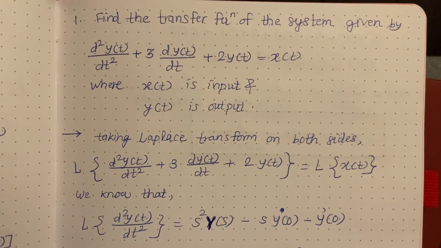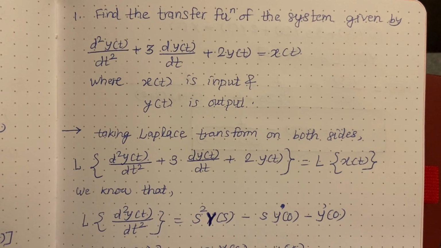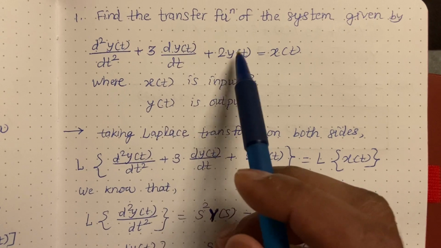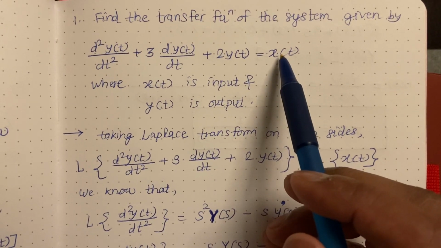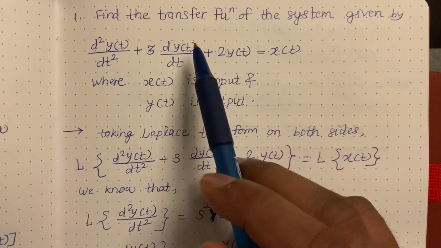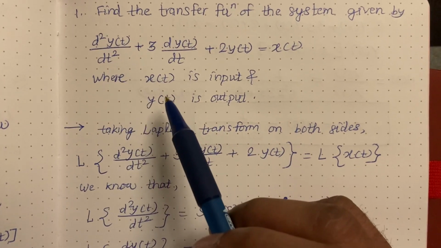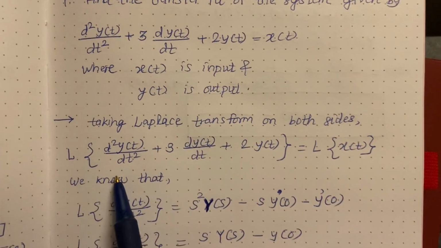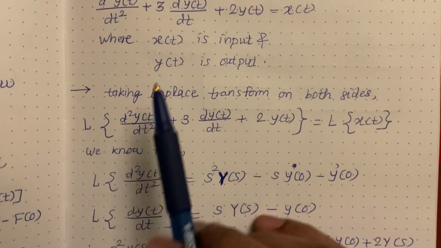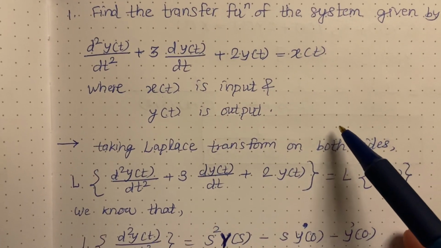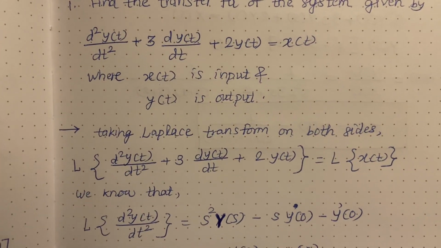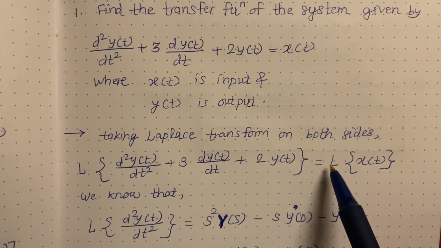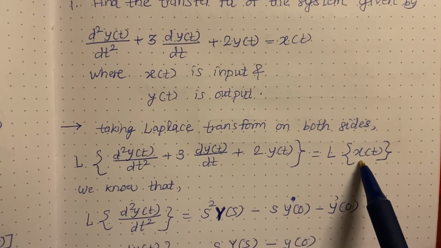To find the transfer function, the first thing we have to do is convert this equation, which is in the time domain, into the S domain or Laplace domain. You will see every expression here is in the time domain. How do you do that? By taking the Laplace transform on both sides of this equation. So I have taken the Laplace transform of the left hand side equal to the Laplace transform of the right hand side.